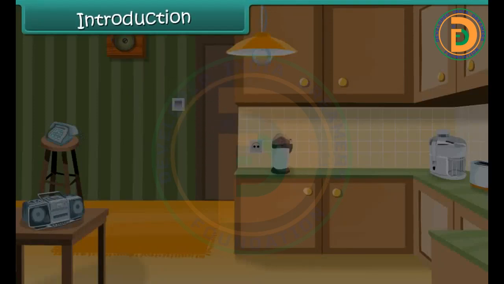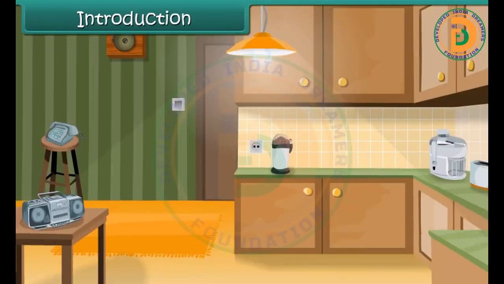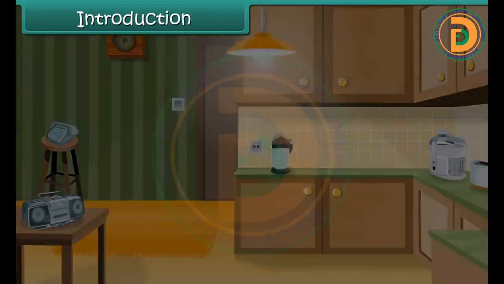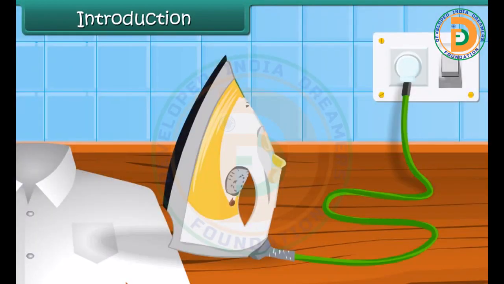Introduction. You must have seen an electric bulb glowing with bright light. How does an electric bulb glow? When you have to iron your dress, you put the electric iron in the electric plug and switch it on. How does the electric iron heat? Let us find out about this in this module.